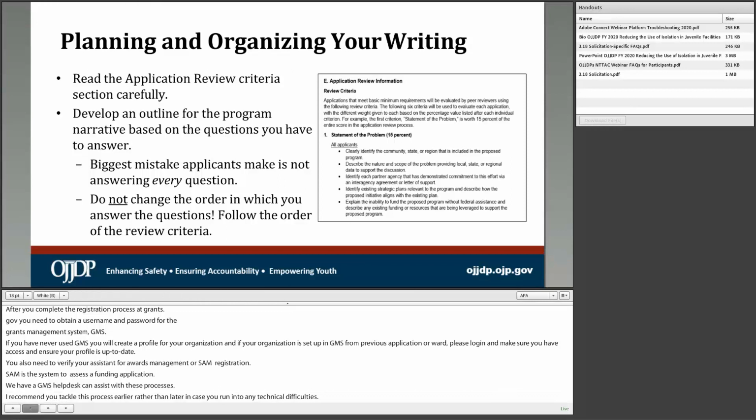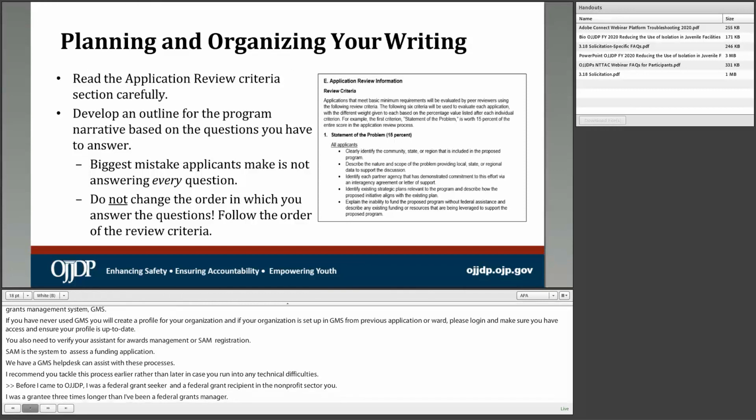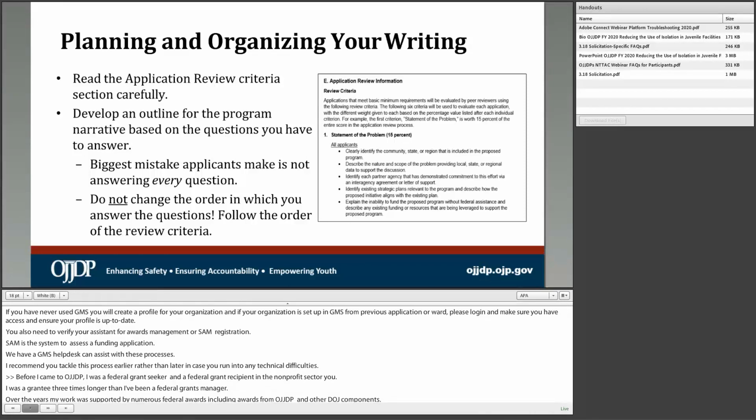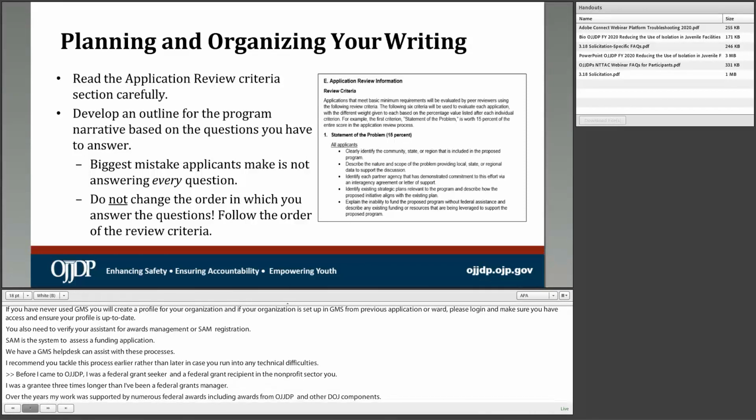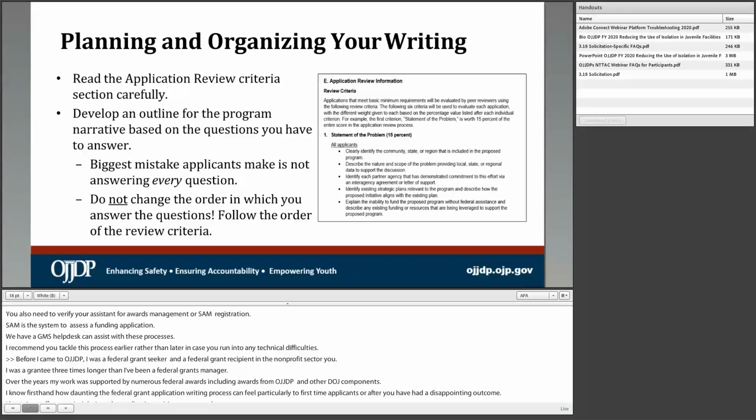So before I came to OJJDP, I was a federal grant seeker and a federal grant recipient in the nonprofit sector. In fact, I was a grantee for 3 times longer than I've been a federal grant manager. Over the years, my work was supported by numerous federal awards, including awards from OJJDP and other DOJ components. So I know firsthand how daunting the federal grant application writing process can feel, particularly to first-time applicants or after you've had a disappointing outcome. And so I hope that I can offer you some insight into the application writing process today.